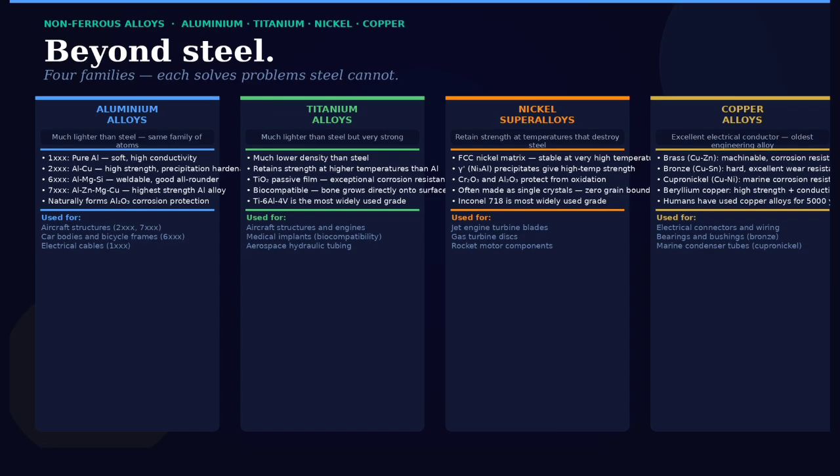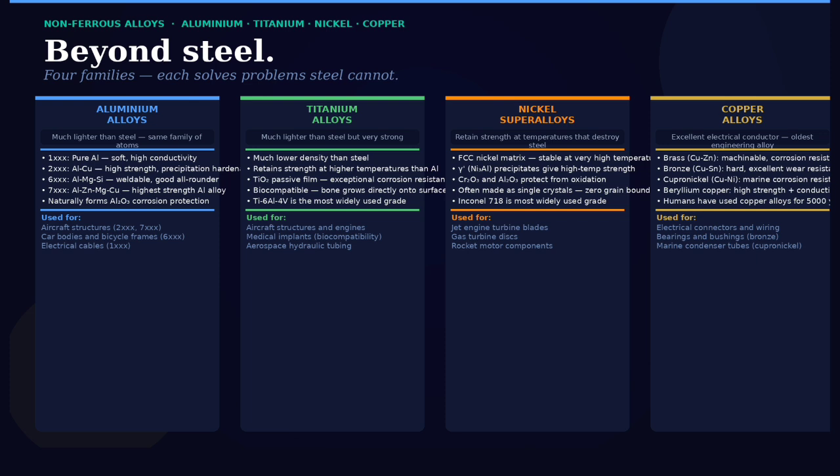Non-ferrous alloys. Beyond steel, 4 families of non-ferrous alloys are essential to modern engineering. Aluminium alloys are much lighter than steel. The 2000 series are precipitation hardenable and used in aircraft structures. The 6000 series are weldable and used in bicycle frames and architectural sections. The 7000 series gives the highest strength of all aluminium alloys and is used in aircraft wing spars.